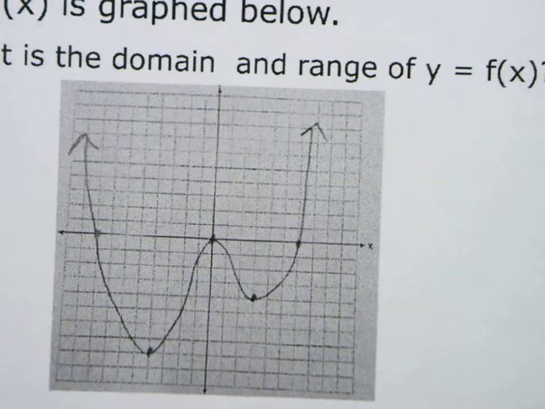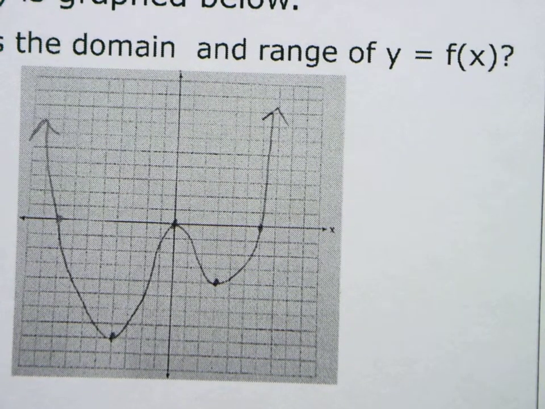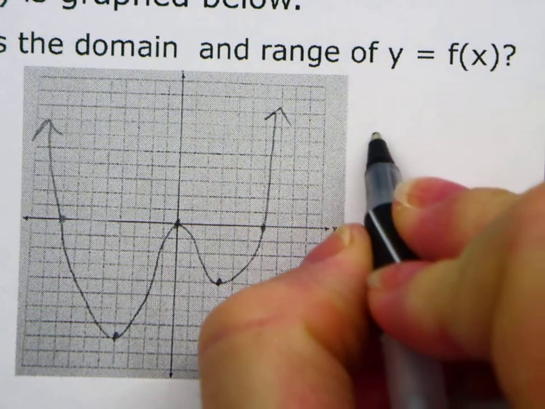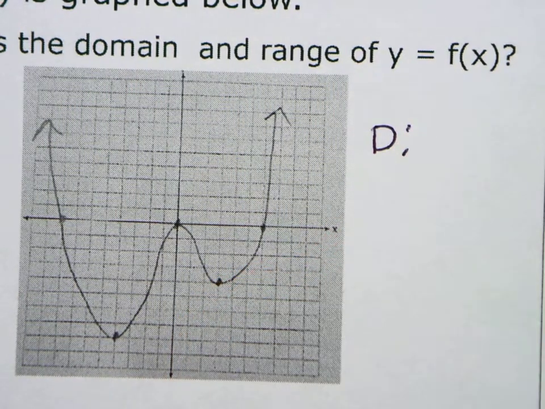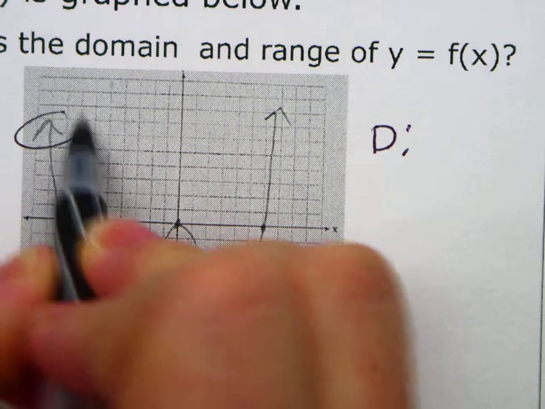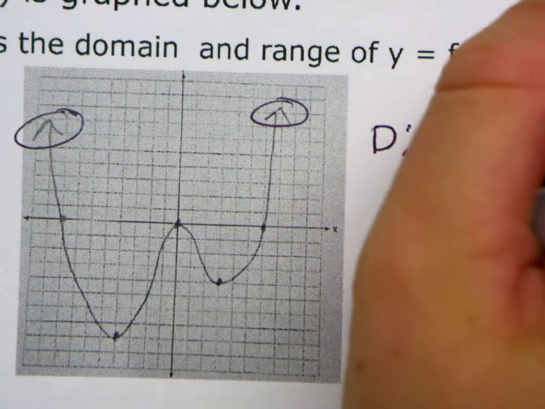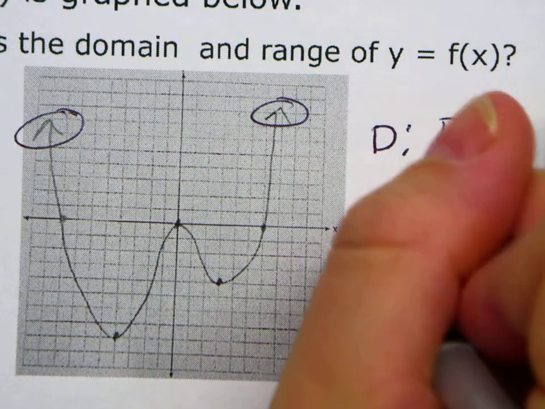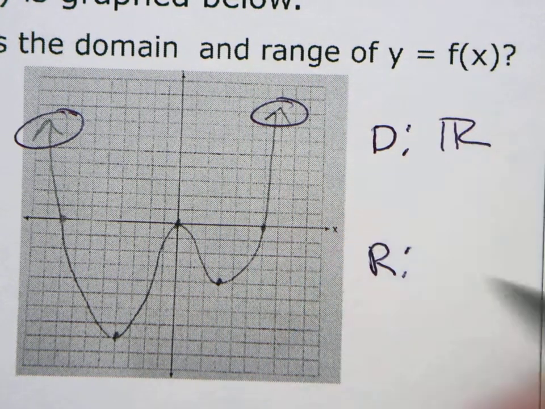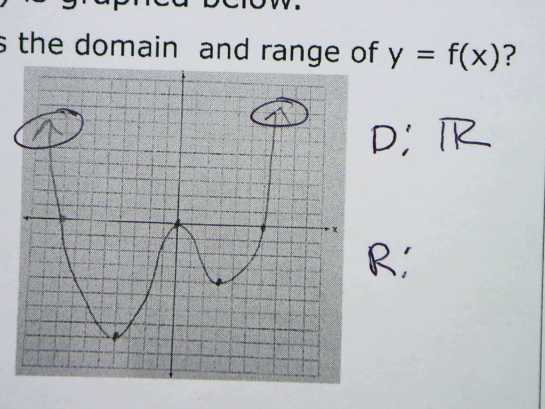It's really beautiful because I made it myself and took a picture of it. All right, pause the video. What do you think? Domain. Farthest left, an arrow. Farthest right, an arrow. All real numbers. Range, on the other hand, is a little harder. What's the lowest point?